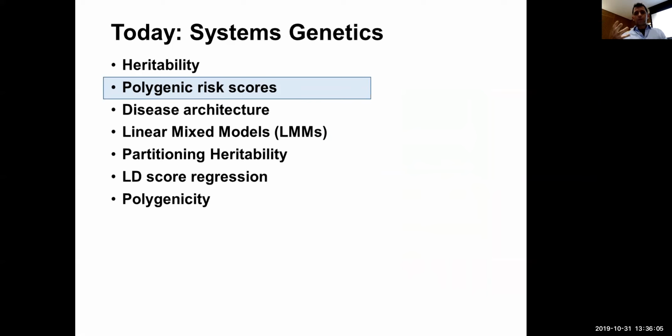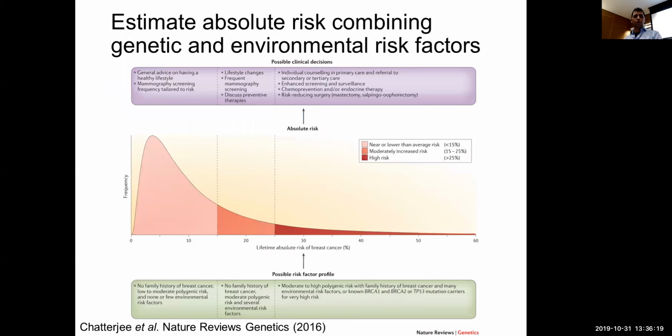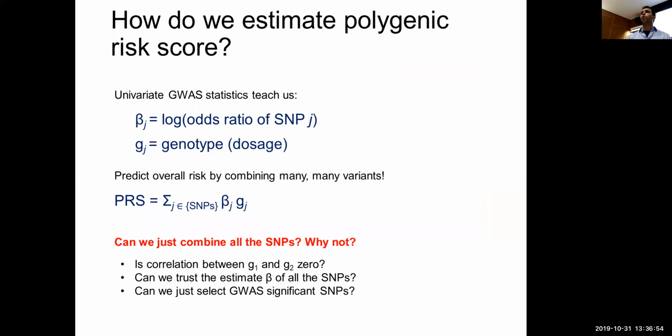So the second systems genetics topic that is very, very important to understand is polygenic risk scores. Namely, how can I predict the risk of a person from a small or very large number of genetic variants? So basically the idea is, can I estimate the absolute risk of each individual by combining both genetic and environmental risk factors? So this is, for example, your lifetime absolute risk of breast cancer. And these are individuals who have very high risk, moderate risk, and very low risk. So this is the distribution across the population of risk. And the question is, what pushes you to be high risk? What is the component of environment? What is the component of genetics?